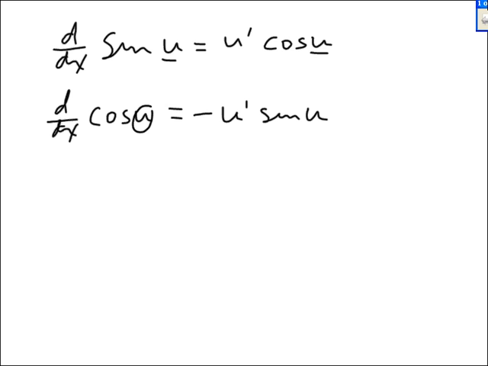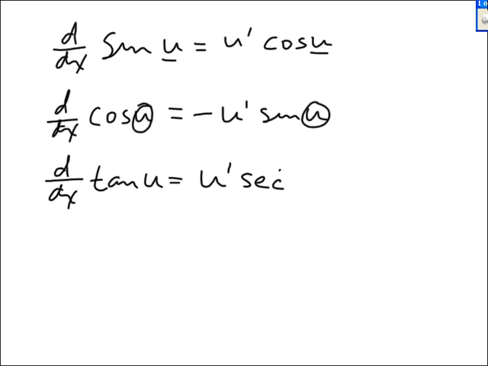The derivative of cosine of an angle is negative the derivative of the angle times the sine of the angle. Notice the angles did not change. You take sine of angles, you take cosine of angles, the angles will not change in any of these. The derivative of the tangent of any angle is the derivative of that angle times secant squared of that angle. The angle did not change.